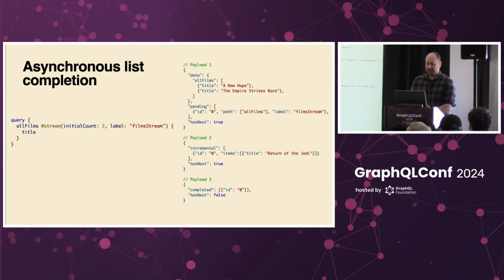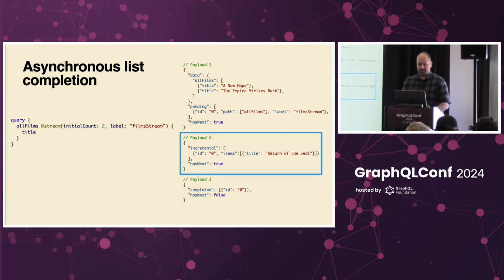A lot of these asynchronous data sources also complete asynchronously. So that means the server won't immediately know if the last item produced is actually the last item until the data source sends a close signal or something like that. And so we can handle this with stream. In this example, we received the last item in the list in the second payload. And this is the last item in the list, but the server doesn't know it yet. So the payload has the field hasNext set to true.